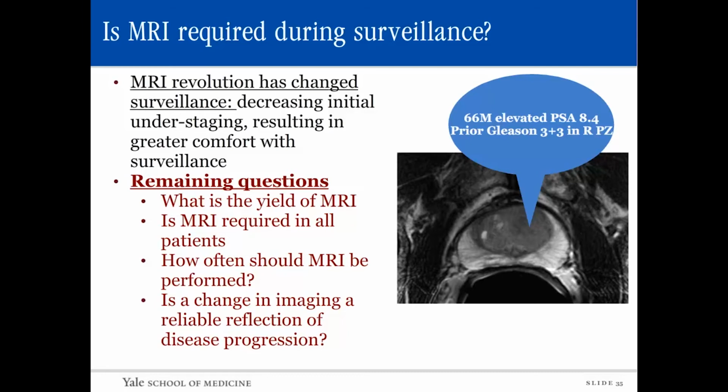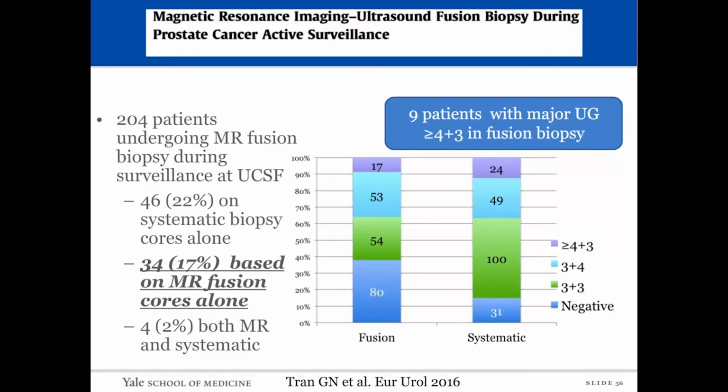That's my frank assessment. How often should MRI be performed in surveillance? And is a change in imaging a reliable reflection of disease progression in and of itself? This is data from UCSF looking at patients who were diagnosed on systematic biopsy with Gleason 3-3 disease who underwent an MR fusion biopsy during surveillance.